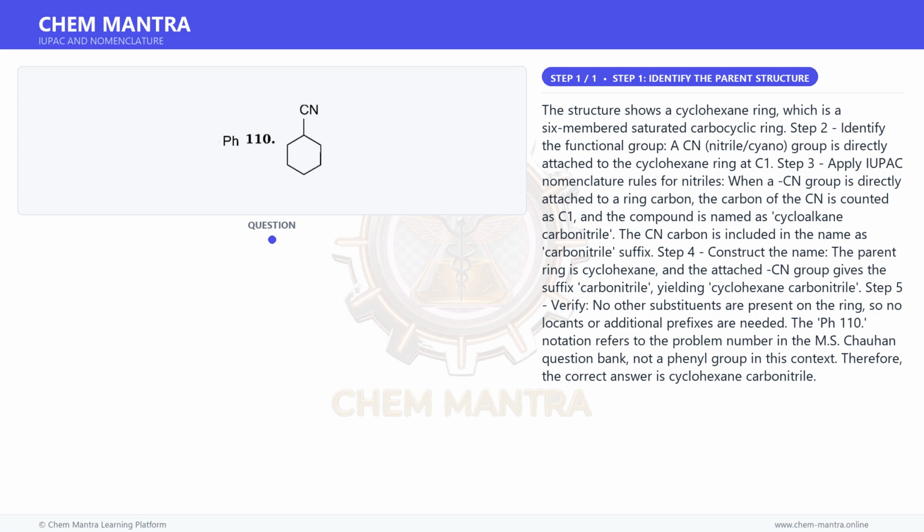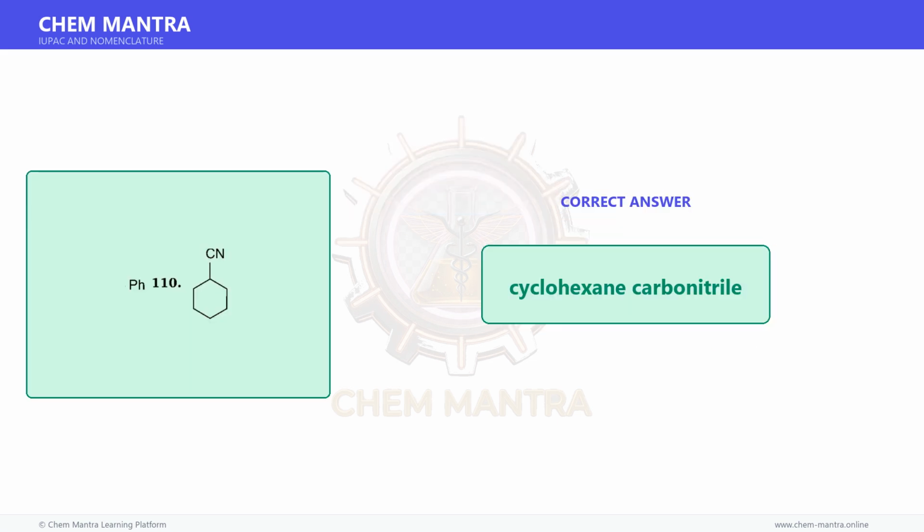The PH 110 notation refers to the problem number in the MS Chauhan question bank, not a phenyl group in this context. Therefore, the correct answer is cyclohexane carbonitrile. The correct answer is shown on screen.